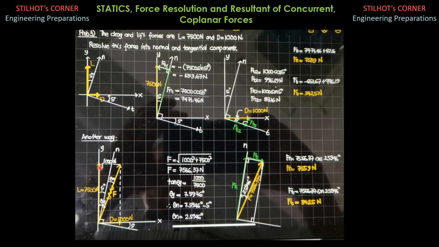Then I'll call this angle theta y, the angle that F makes with the y-axis. So tangent theta y is opposite, which is the drag force 1000, over adjacent side, which is 7500. So the angle theta y is 7.5946 degrees. Therefore, the angle that the resultant force F makes with the normal axis is this theta n here. It is equal to theta y minus 5 degrees. Since theta y is 7.5946 degrees, then minus 5 degrees, theta n equals 2.5946 degrees.